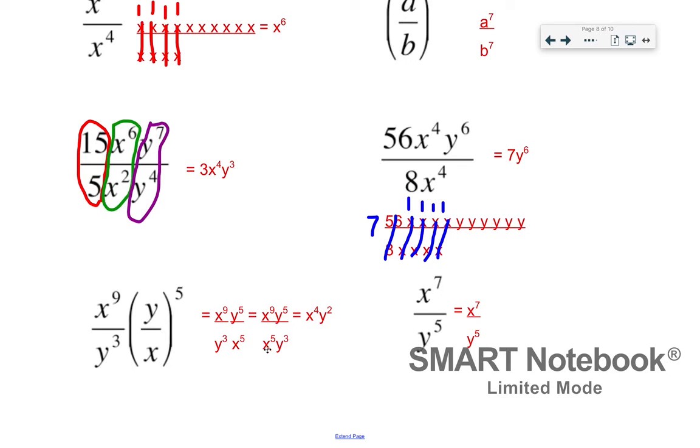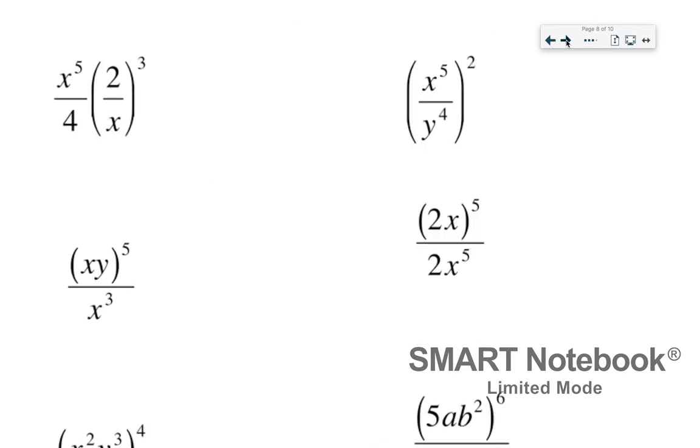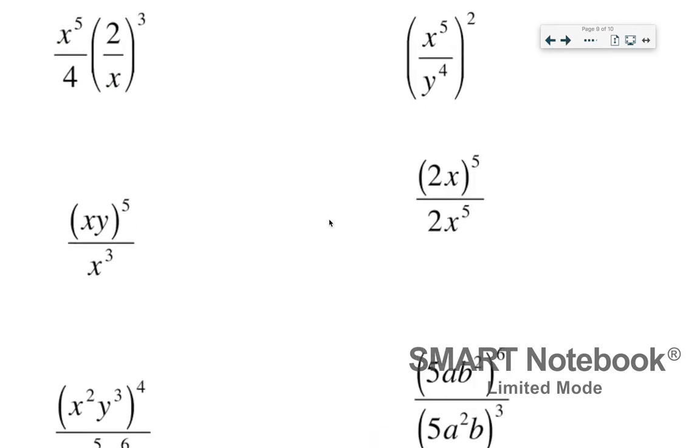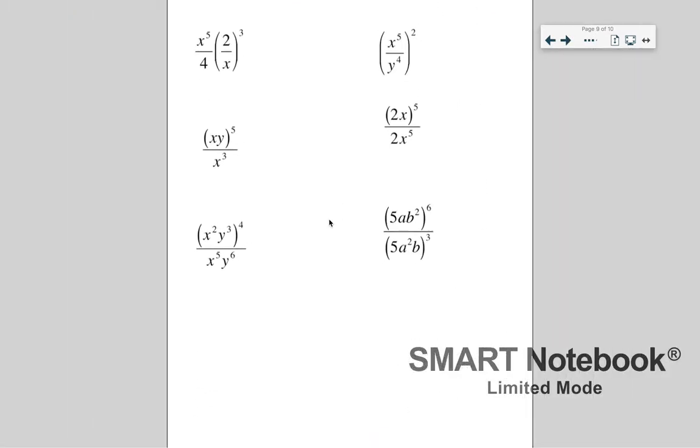And then I have 9 x's on the top, 5 x's on the bottom. If I start to divide out, I'm left with x to the 4th on the top, and same here. And again, push pause if I'm going too quickly. All right, I believe this is our last set.